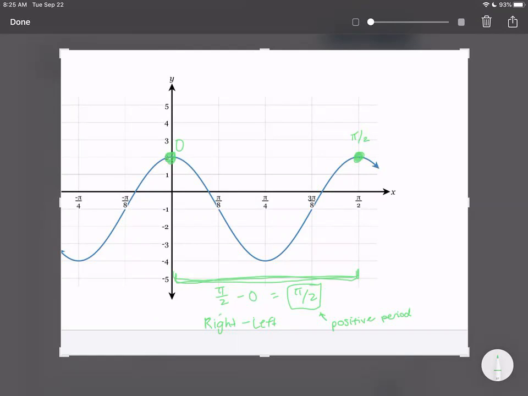Because what does negative 2 feet mean? You can't have negative lengths. So if a period is a length, you want a positive length, so you do the right point minus the left point. That's a really good question. So bigger number minus smaller number. Right point minus left point.